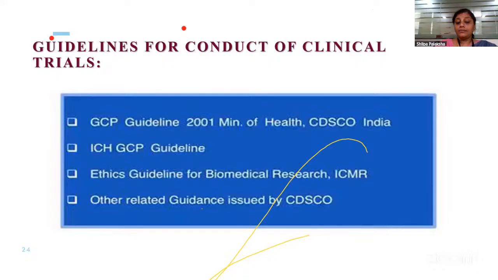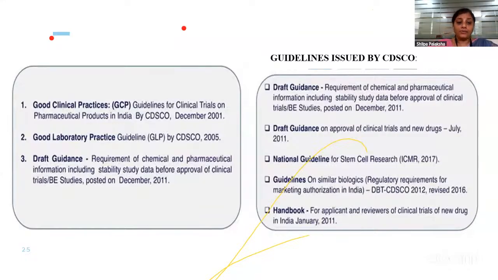And other related guidelines, related to importing, preparation, manufacturing, and bringing out the labels, are all mentioned by the CDSCO guidelines. As I was mentioning, the good clinical practice guidelines were published in 2001, and GLP, good laboratory practice, was again published by CDSCO in 2005. Then there are the draft guidelines for chemical and pharmaceutical information and stability study approval for clinical trials, especially bioequivalence studies, posted in 2011. What data should be published and what data should be taken is mentioned in the CDSCO guidelines.